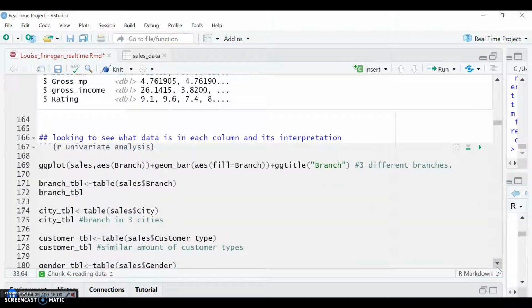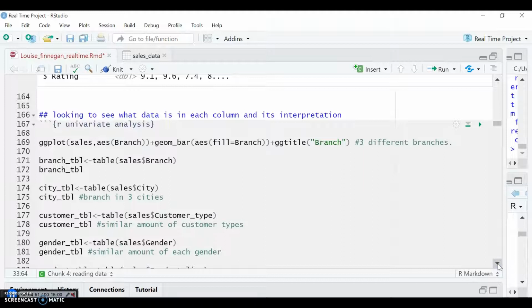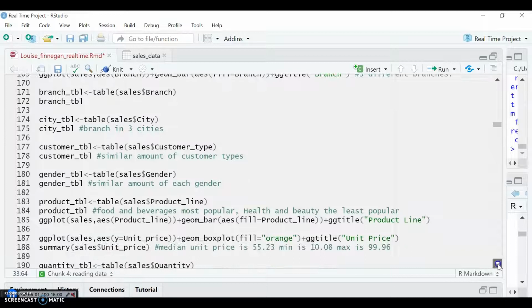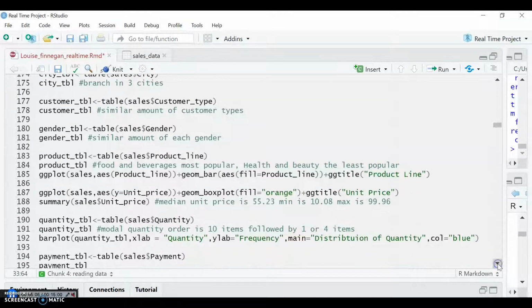Then I decided to start doing some descriptive statistics. Initially, I just wanted to find out what was in each column. So I did some univariate analysis and established we have 3 different branches in 3 different cities. We have types of customers. It was very balanced, I think it was out by one or so on each one. Looked at the sales, looked at the product lines, discovered there were 6 product lines.